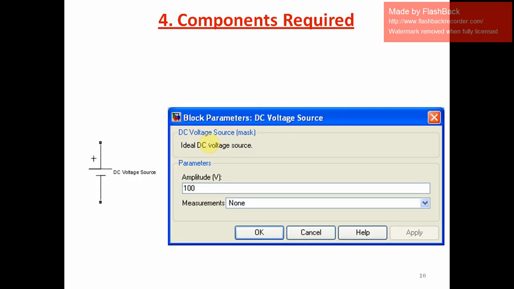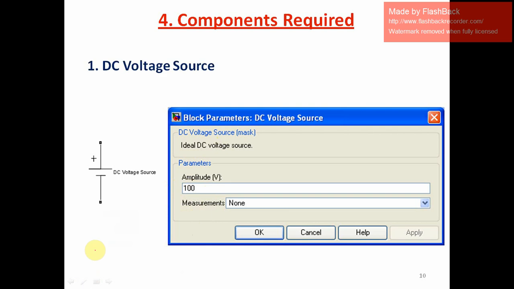So again, this was the list, and I will take you through the details of the required components one by one. These are the block parameters of all of them. I will take you through the block parameters of all the components so that you can have some idea before going to the exact tutorial. This is the DC voltage. We can have the amplitude here. The amplitude here is 100. We can insert any amplitude here, right?